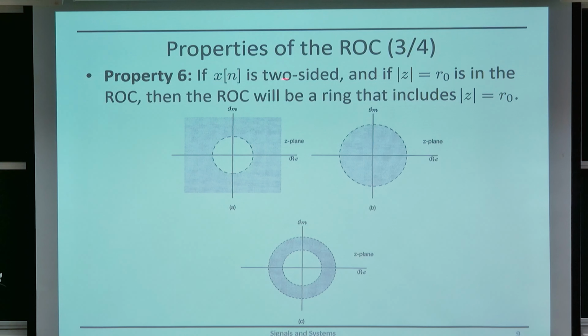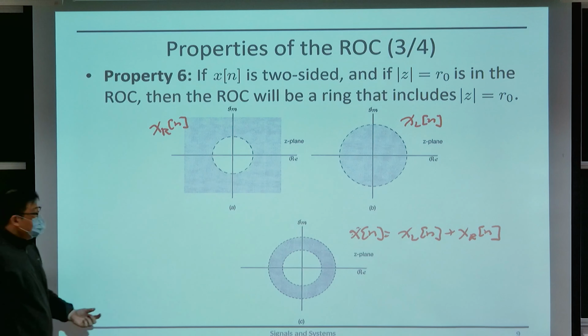All right, so for a two-sided signal, if you know that this circle is in the ROC, meaning that the ROC exists, then the ROC must be a ring that includes this circle, okay? And this is because you can split the two-sided signal into a right-sided signal, which has an ROC like this, and a left-sided signal which has an ROC like this, and the intersection of these two will be this. Okay? So this corresponds to the right part, and this corresponds to the left part. Right? And if you have x[n] equal to the left part plus the right part, you should have an ROC that is the intersection.